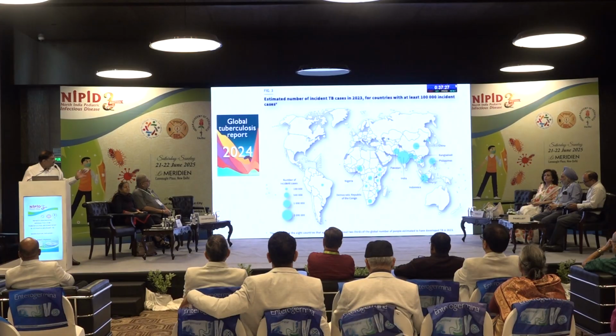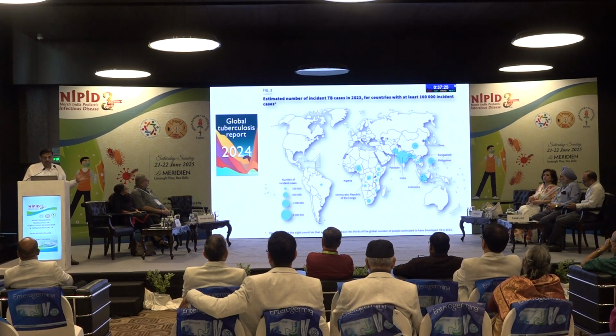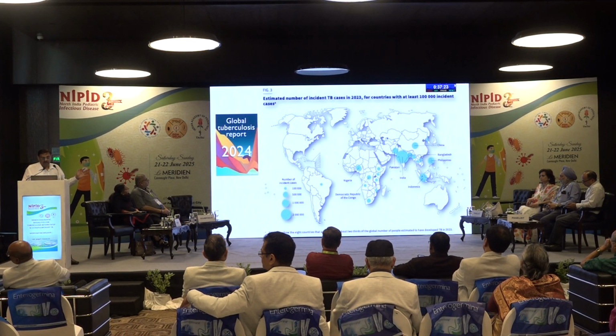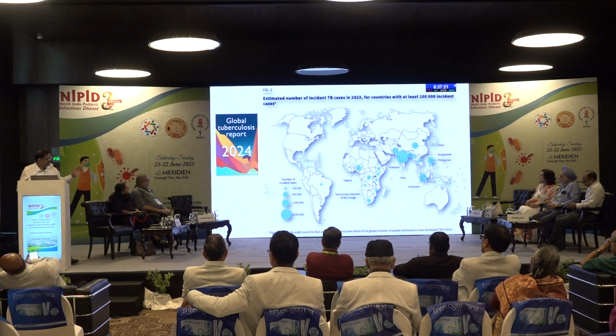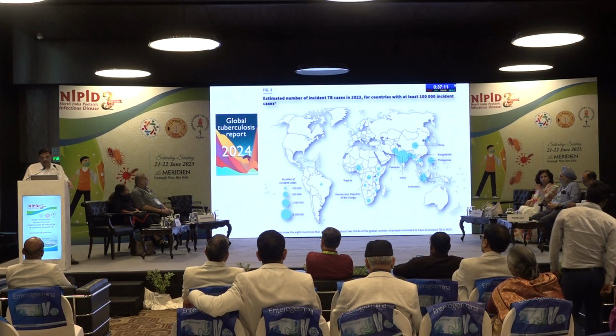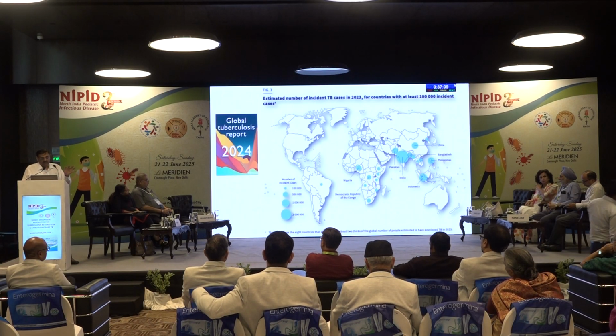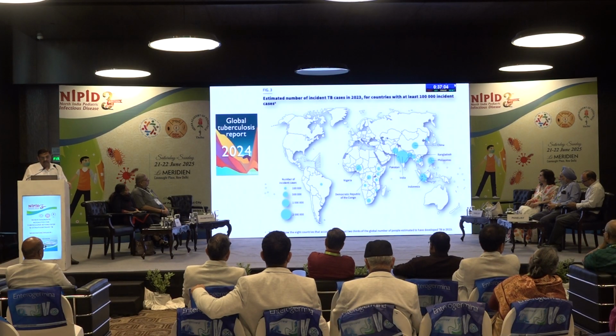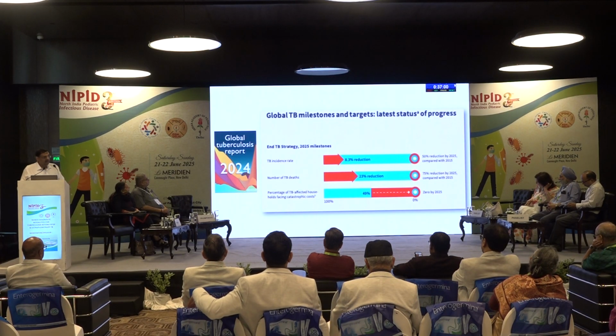This is the situation as of now throughout the world, and as you can see, India harbors a large chunk of TB patients. So India and the neighboring countries like Pakistan, Bangladesh, China, Philippines and Indonesia, these are the 5 main countries where the largest incidence of tuberculosis is still there. Now, what have we achieved till now?